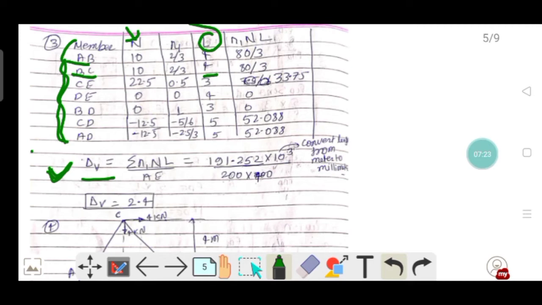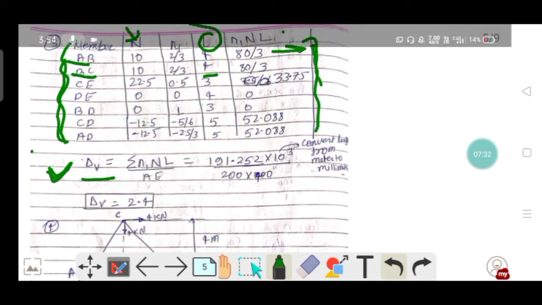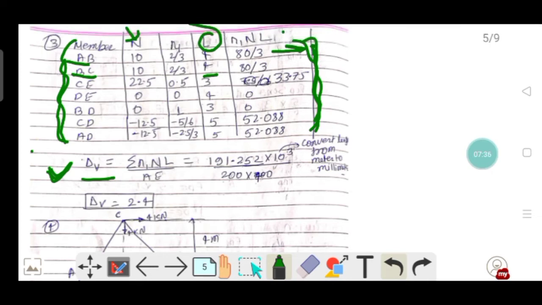So we multiply N1 and L, write it in this column, and add this to find the summation of N1 L. We got 199.252, but we have to multiply by 10 to the power 3.